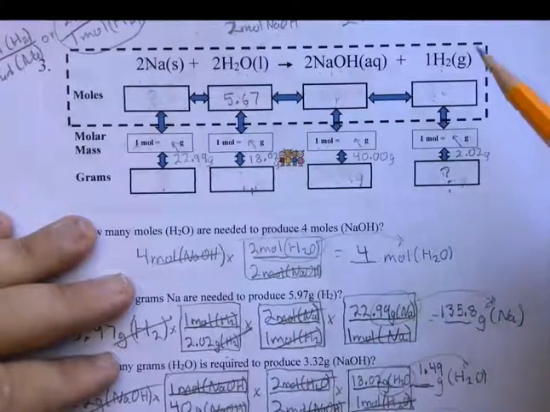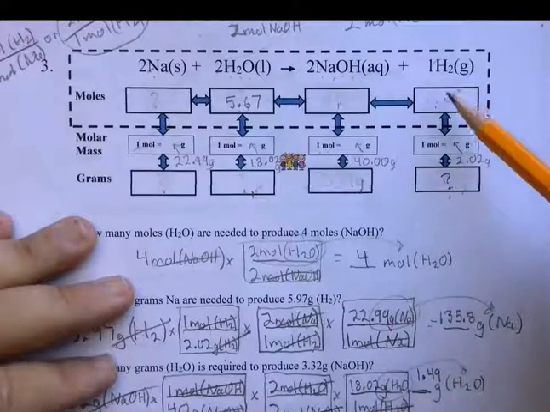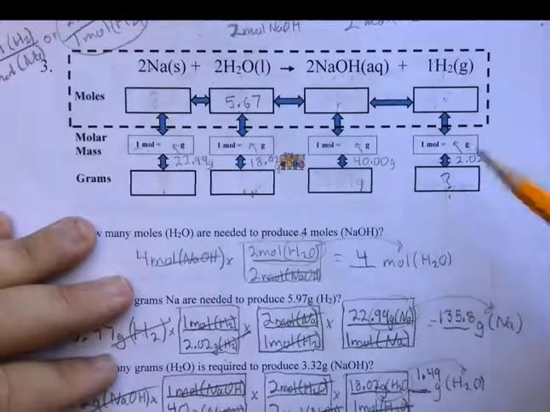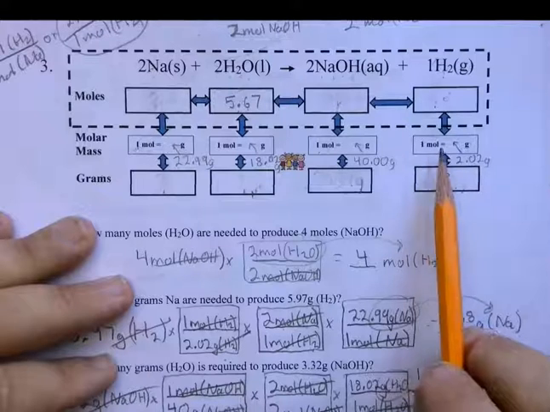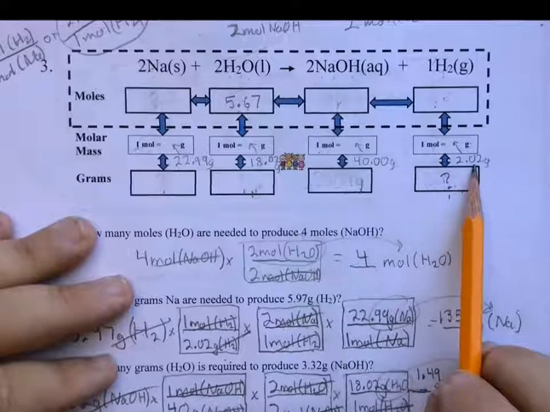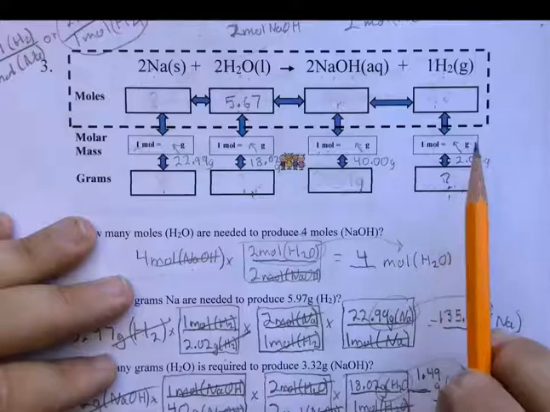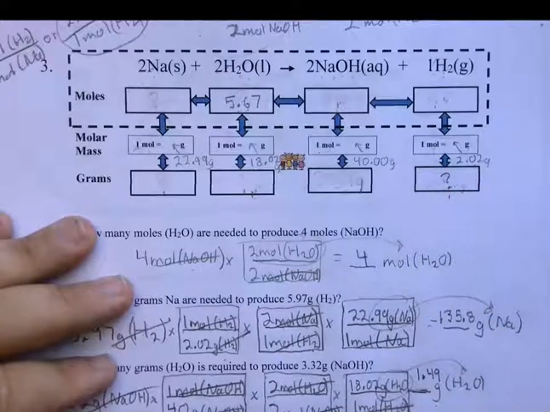Okay, our last conversion is a molar mass conversion. It's taking us from moles of hydrogen to grams of hydrogen. So there's 1 mole of hydrogen over 2.02 grams of hydrogen, or there's 2.02 grams of hydrogen over 1 mole of hydrogen. Which one do we need?